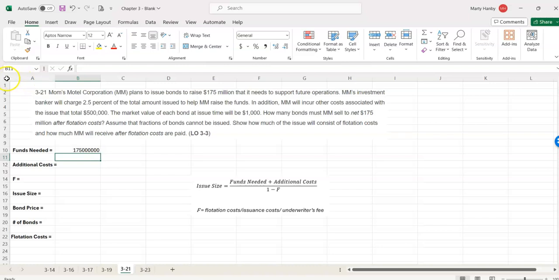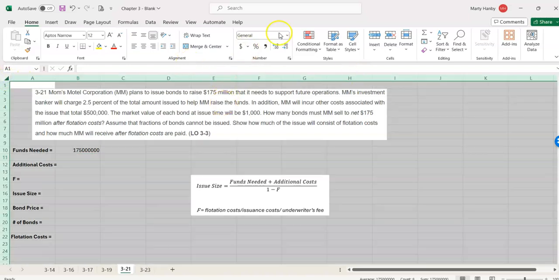All right, needs to be formatting here. There we go.